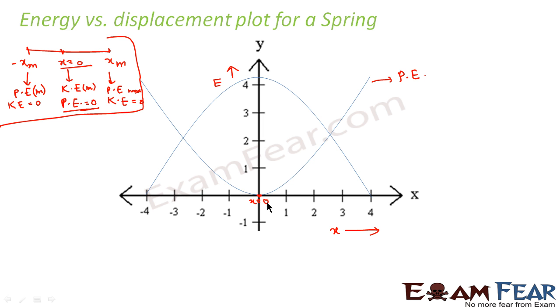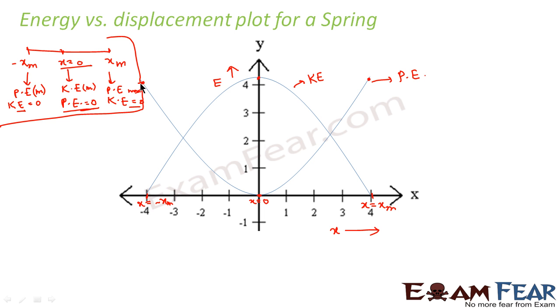This is x is equal to 0 and it has the maximum value at x is equal to xm. Let us suppose this is x is equal to xm. This is x is equal to minus xm. Right? So at x equal to xm, potential energy has maximum value and at x equal to 0, it is 0. Similarly, at x equal to minus xm and plus xm, kinetic energy is 0. Right? So here we see it is 0 and it is maximum at x equal to 0. So this graph is for kinetic energy, and this plot is for potential energy.